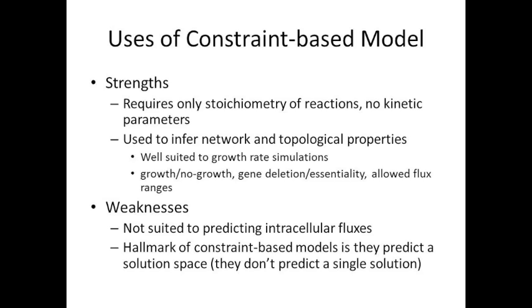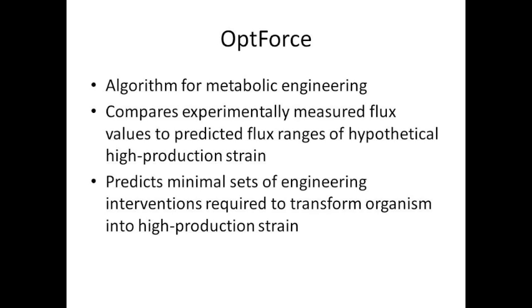One of the interesting and newer ways that these flux balance models have been used is in the OptForce algorithm. This is an algorithm for metabolic engineering. It's designed to help you create a strain that produces a certain metabolite in exaggerated quantities. It starts out by taking as input measured experimental fluxes. So you actually have to do radioisotope labeling with carbon-13 to determine a certain small set of fluxes, such as maybe in the central carbon metabolism of your organism.